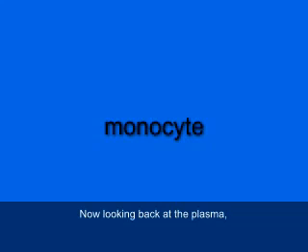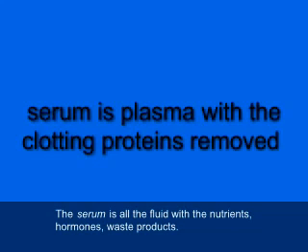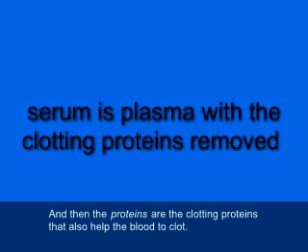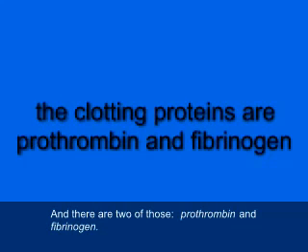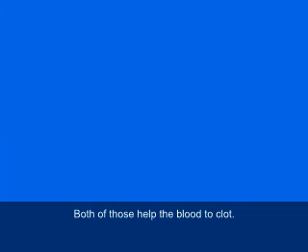Now looking back at the plasma, it can be further divided into two parts, the serum and the proteins. The serum is all the fluid with nutrients, hormones, waste products. And then the proteins are the clotting proteins that also help the blood to clot. And there's two of those, prothrombin and fibrinogen. And both of those help the blood to clot.